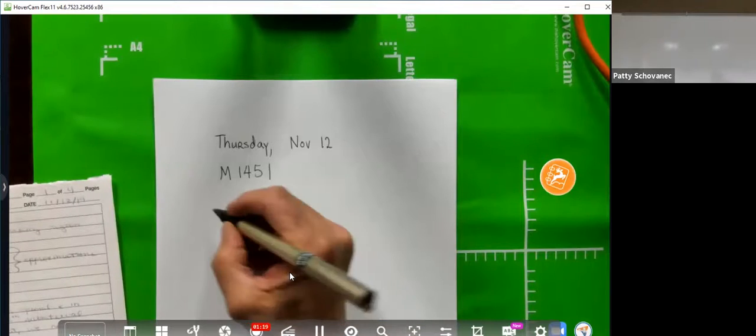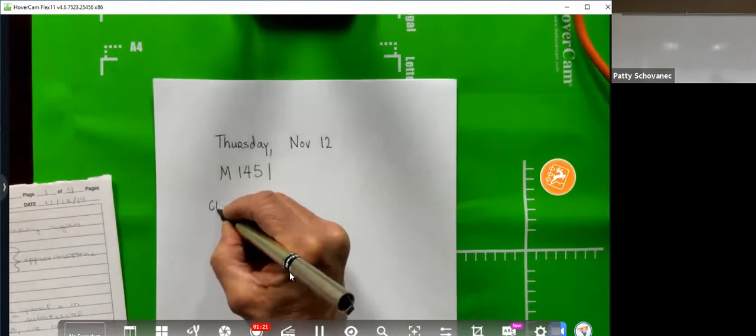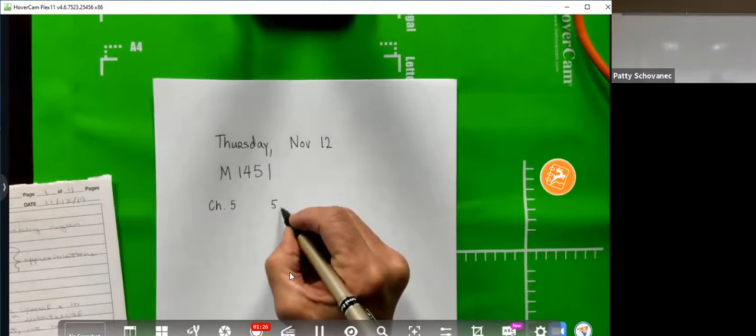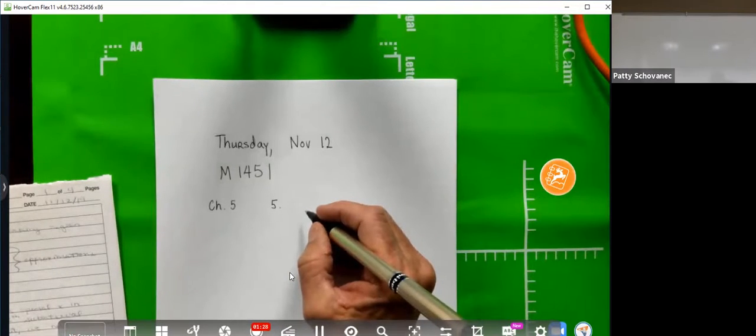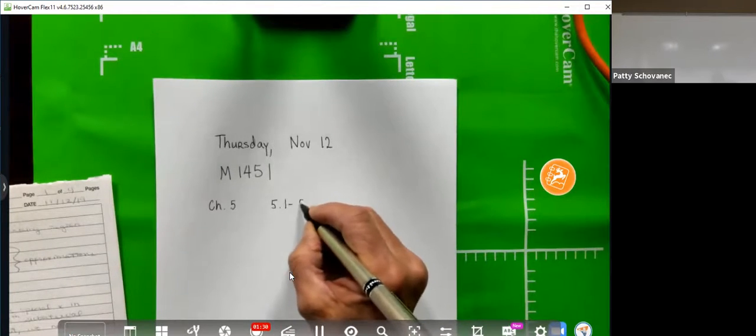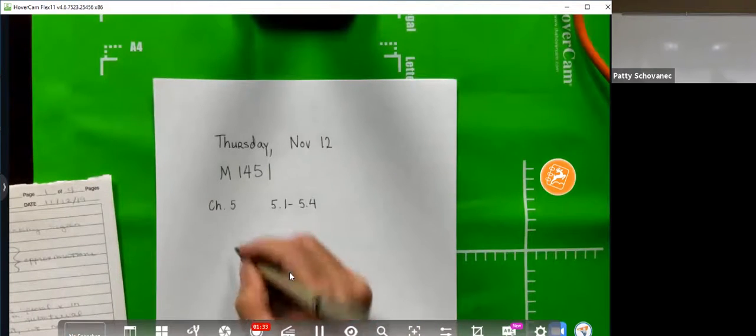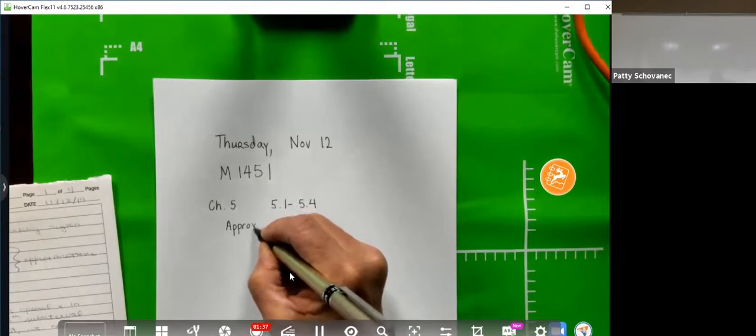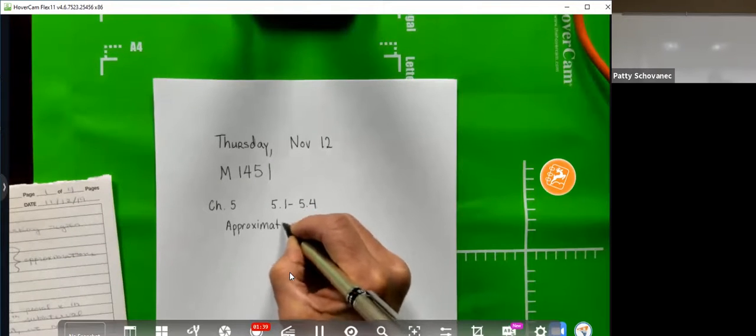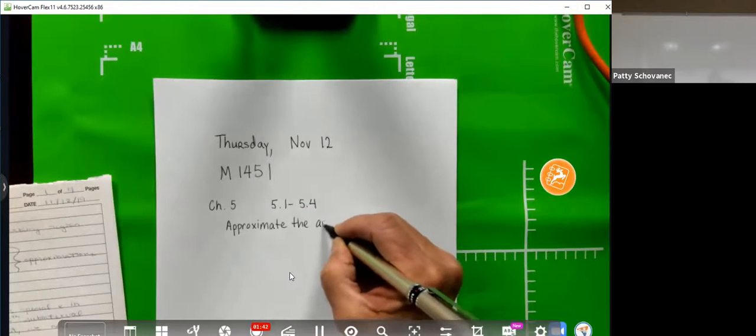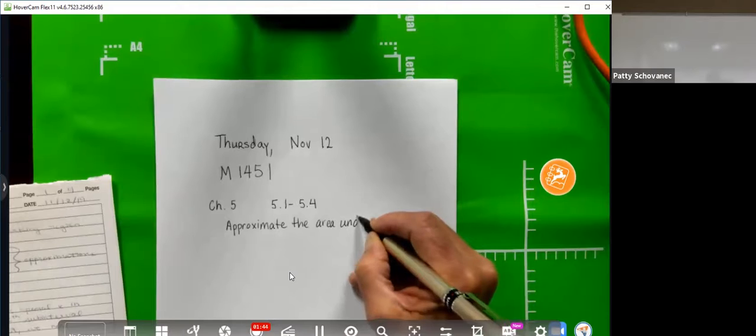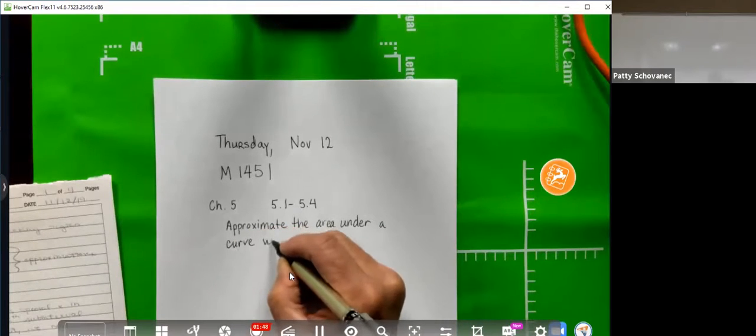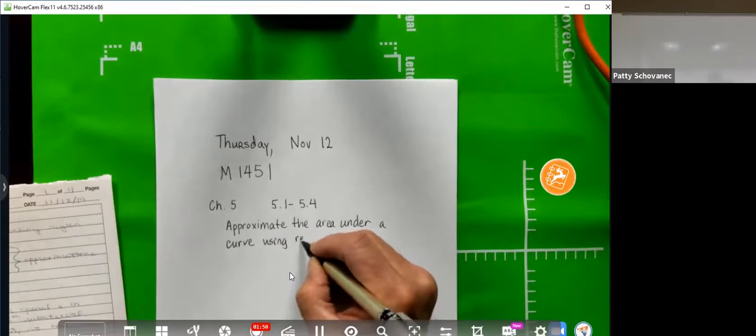In chapter 6, chapter 5, whatever, we're kind of putting 5.1 through 5.4 smashed together. We're going to approximate the area under a curve using rectangular partitions.